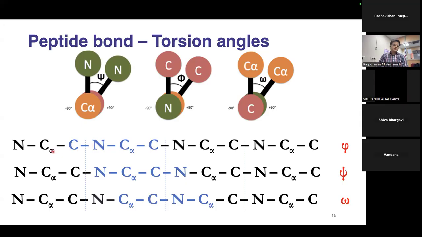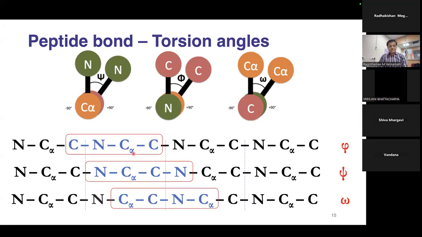These four atoms together form a torsional angle. C, N, C alpha, C forms the phi, and C alpha, C, N, C alpha, so the bond between two C alpha atoms, is the omega angle.